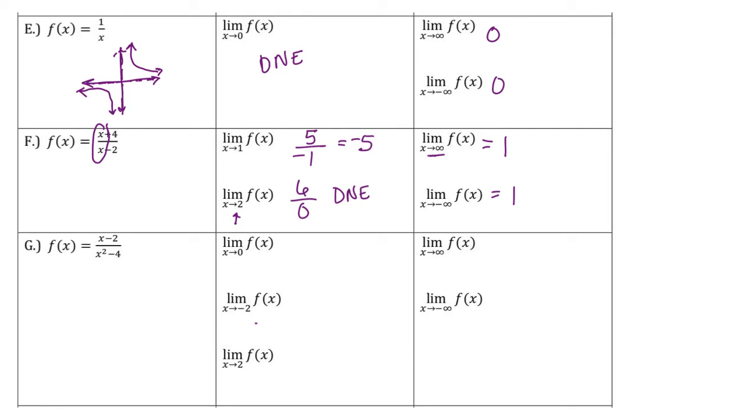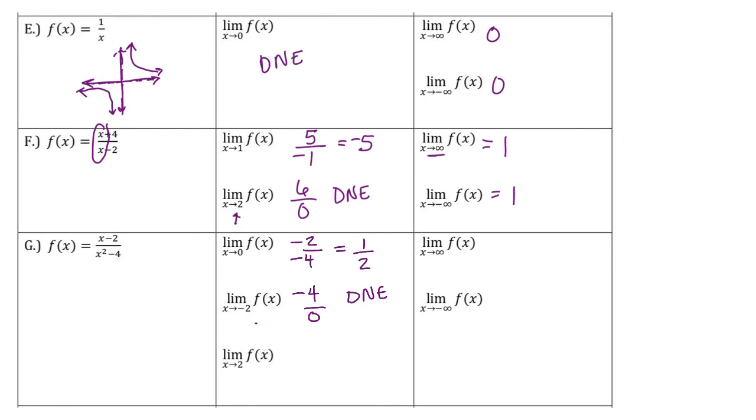All right, so for part G, again, same kind of idea here. Now notice if we plug in 0, then we're going to get -2 over -4, so that is going to lend to 1/2. If we plug in -2, though, notice we're going to get a -4 over 0. And again, this is not one-sided, so we're going to say does not exist.